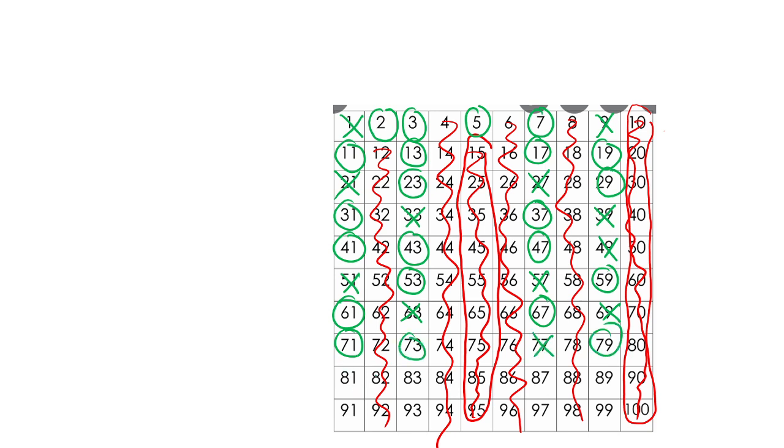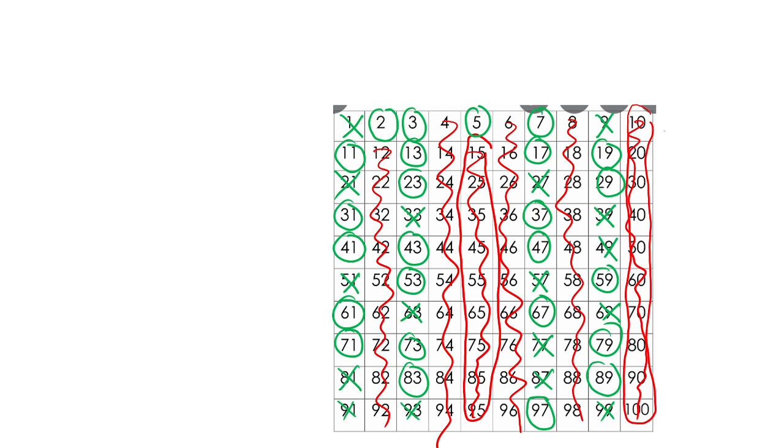Okay. 81 is 9 nines. It could be 83 and 89. What about this? 87 is not very good. Okay. And from the last line, the only prime number is nothing but the 97. All other numbers are not prime because they are either divisible by 3 or by some other number.